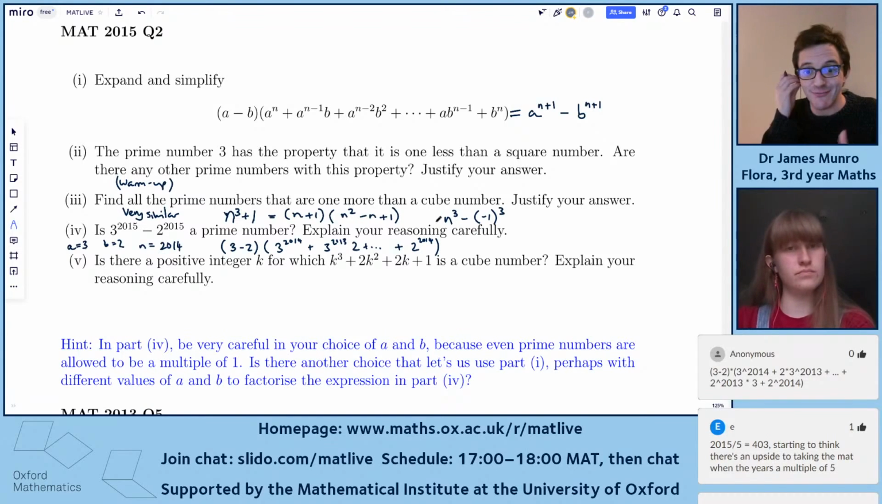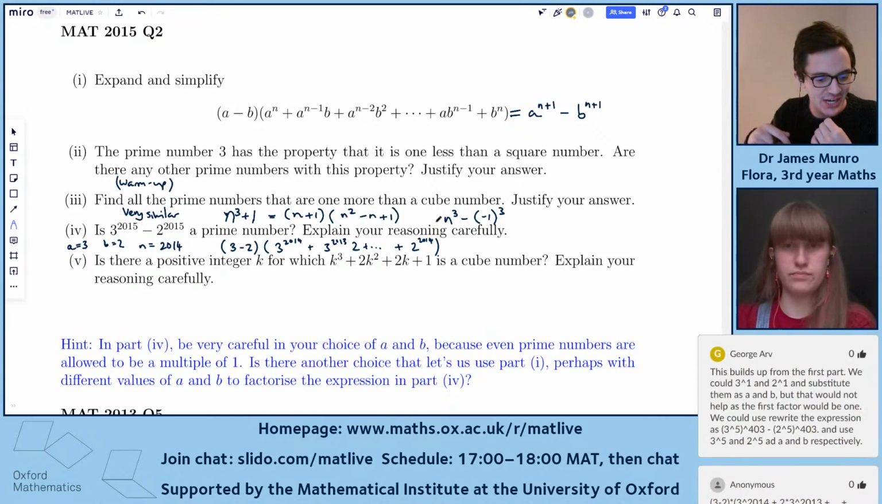That's really exciting because I factorised the number. Yeah, so an anonymous person in chat has also typed that out. Thank you, anonymous person in chat. Yeah. What's the problem?